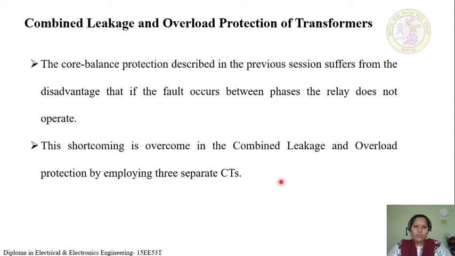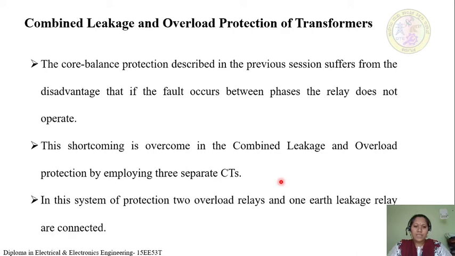The core balance protection described in the previous session suffers from the disadvantage that if the fault occurs between the phases, the relay does not operate. This shortcoming is overcome in the combined leakage and overload protection by employing three separate CTs. In this system of protection, two overload relays and one earth leakage relay are connected.